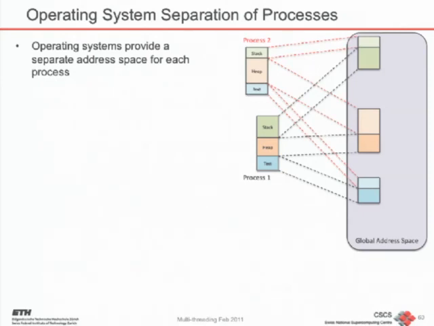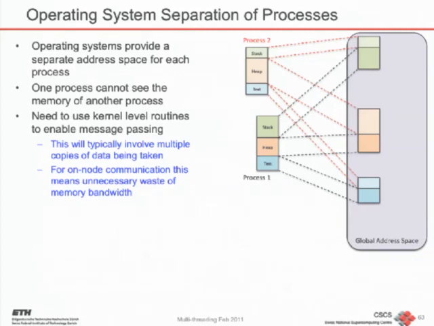Process 2 has its own copy of the same thing. Now, one process cannot see the memory of another process, and that's why we don't need to worry about cache coherency for the MPI space, because each one of these is a separate process. But we do need to therefore use kernel level routines to enable message passing. And this means it's an unnecessary waste of bandwidth if we're on the same node, because we have to ask the kernel to do something with the data we've got, move it somewhere else before the other process can see it.